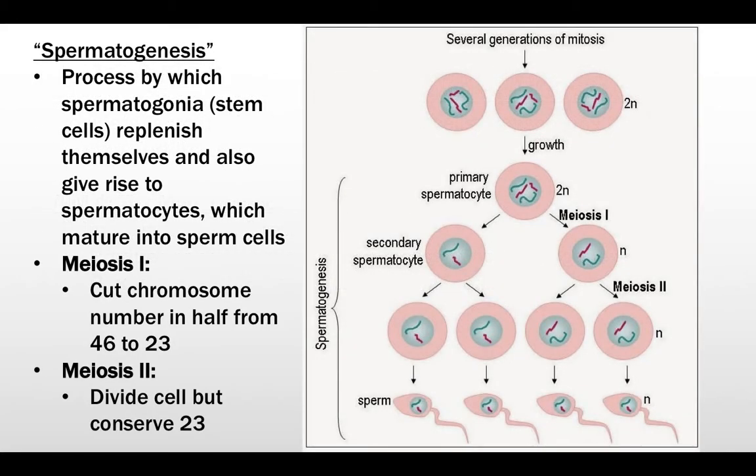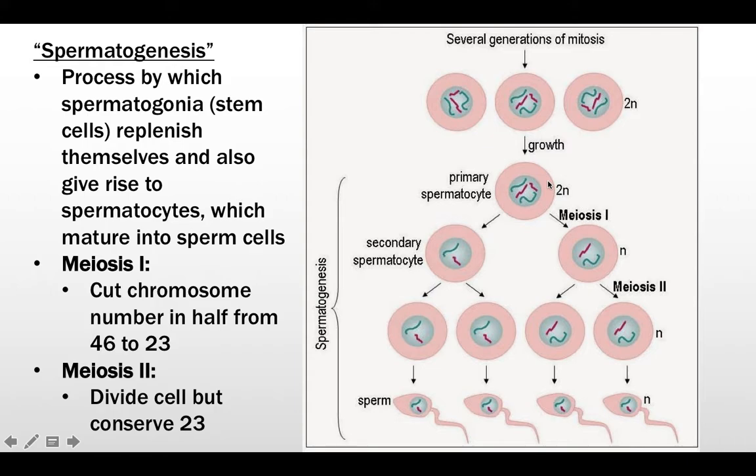So here's an overview of spermatogenesis. We are born with a set of stem cells in our testes that constantly regenerate themselves. And then when triggered to do so, they can mature into sperm cells. But we always have a host of stem cells continuing to divide and replenish.